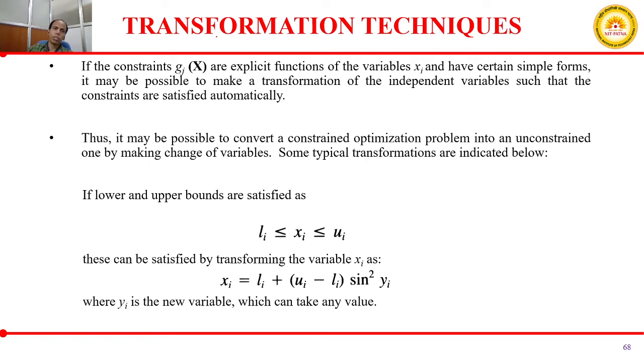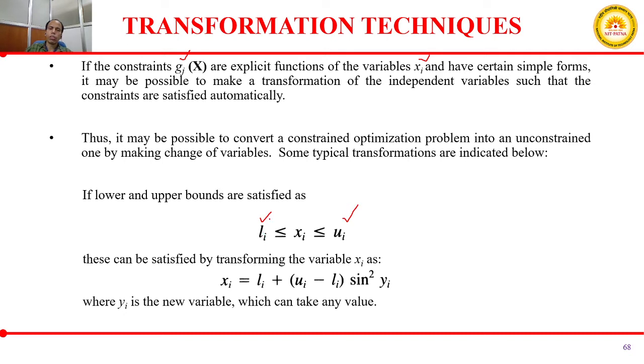So in today's discussion, our main motto will be to transform our constraint problem into an unconstrained problem. Suppose we have constraints gj(x), which are functions of your variables xi, and you are able to transform your variables in such a way that you are able to get the minimum value as well as the maximum value for each variable.